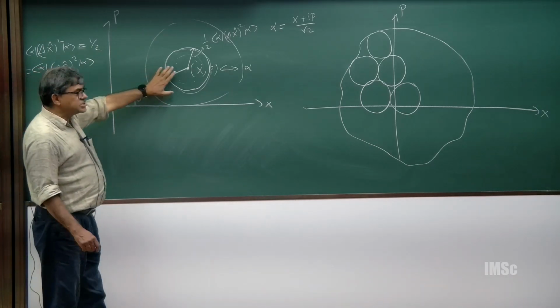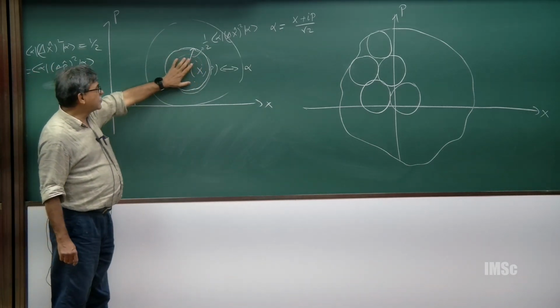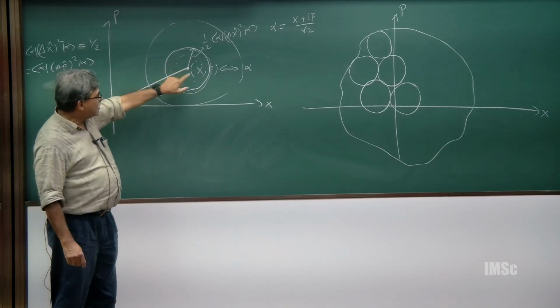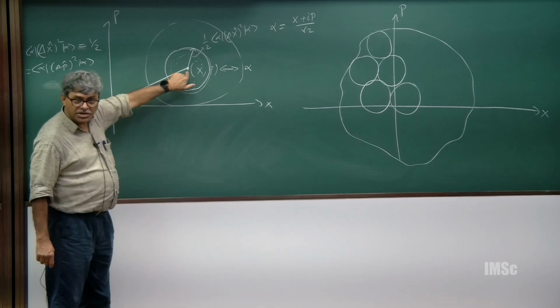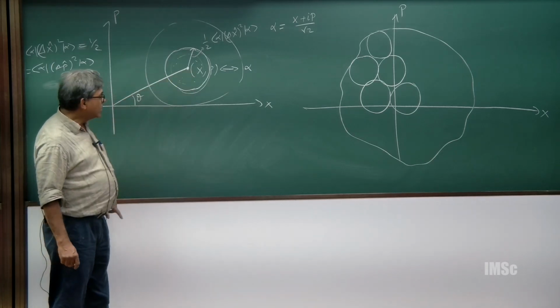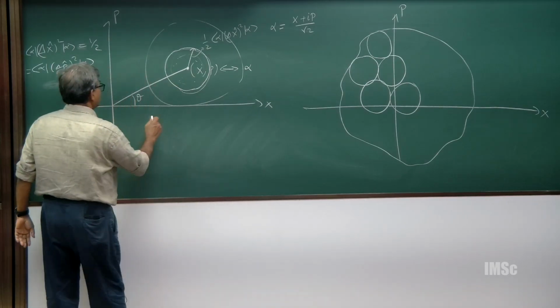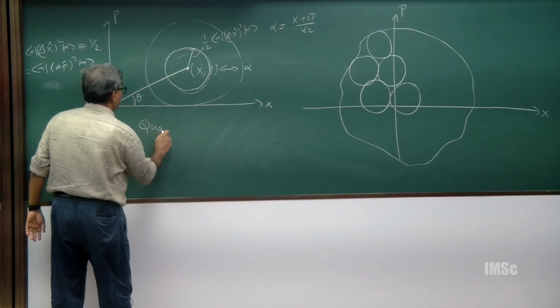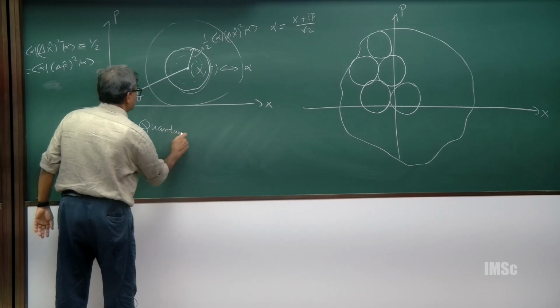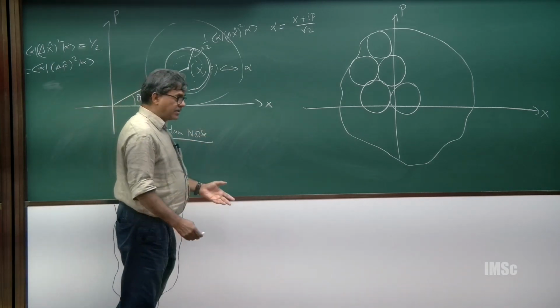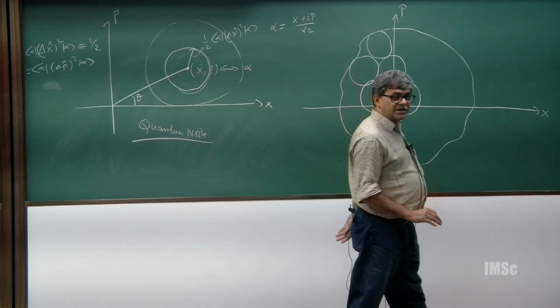kind of dispersion in literature is called quantum noise. So, this is a noise because you are not identifying a particular point in the phase space, but you have a region of phase space. So, this is called quantum noise, and this noise is inherent, you cannot get rid of that.